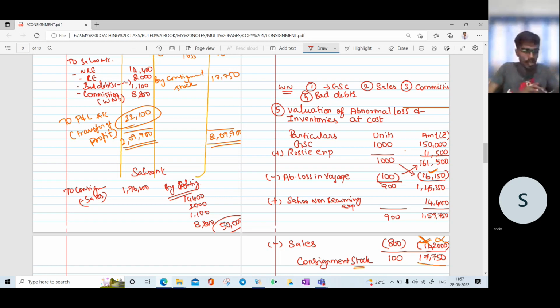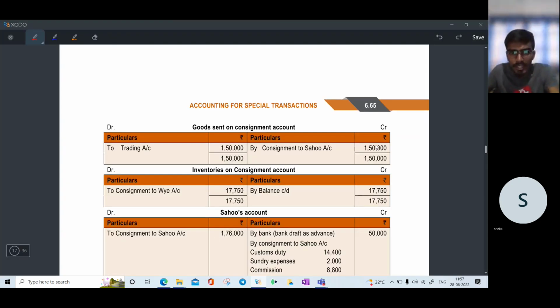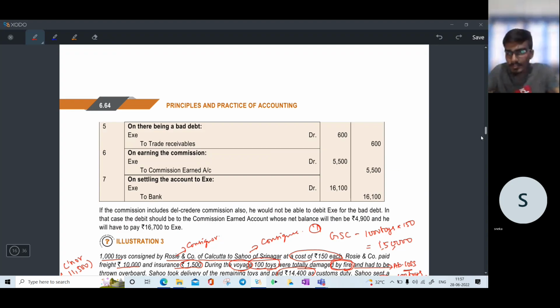So for the 1,76,000, we less 50,000, less 14,400, then less 2,000, then 1,100, then 8,800. You will end up with an answer of 99,700. This 99,700 has been paid, which is mentioned in the question itself. That is why I asked you to hold on.